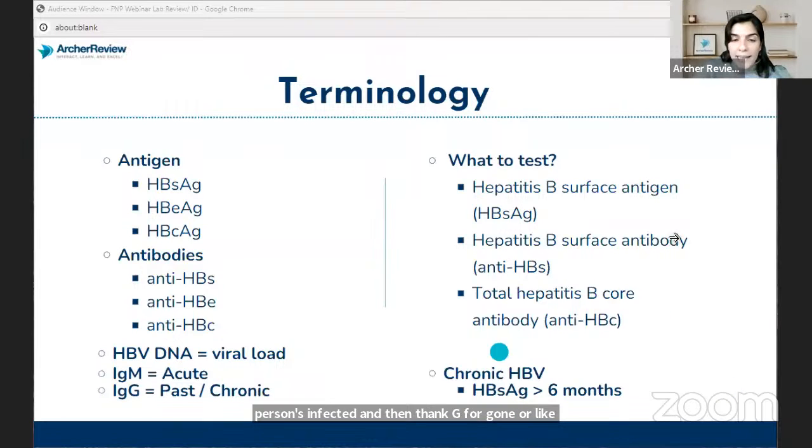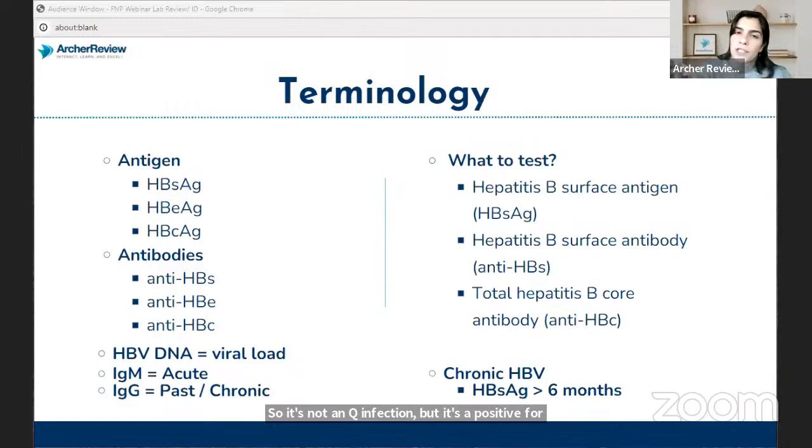And then chronic hepatitis B, how is that defined? So you have to have a positive Hep B surface antigen persistently for more than 6 months. And so your hepatitis B core antibody is also positive, but your IgM is negative. So it's not an acute infection, but it's a positive for chronic infection.